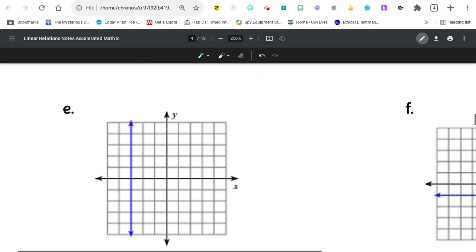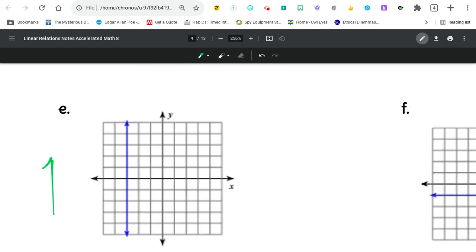All right, E is a tad bit different. E is a vertical line. A vertical line always has a slope that is undefined. And I will tell you, you can pick any 2 points on this line that you want to. Any 2. Well, I'm going to pick those 2. So watch.